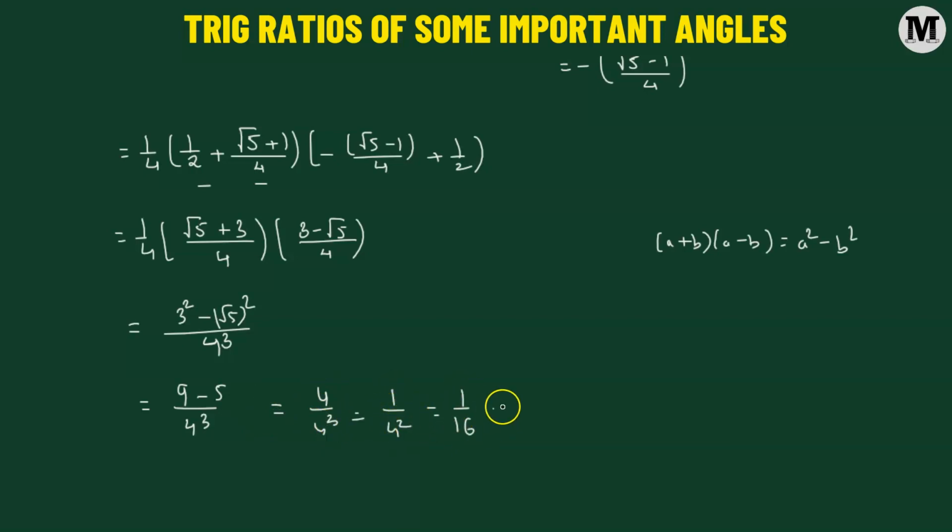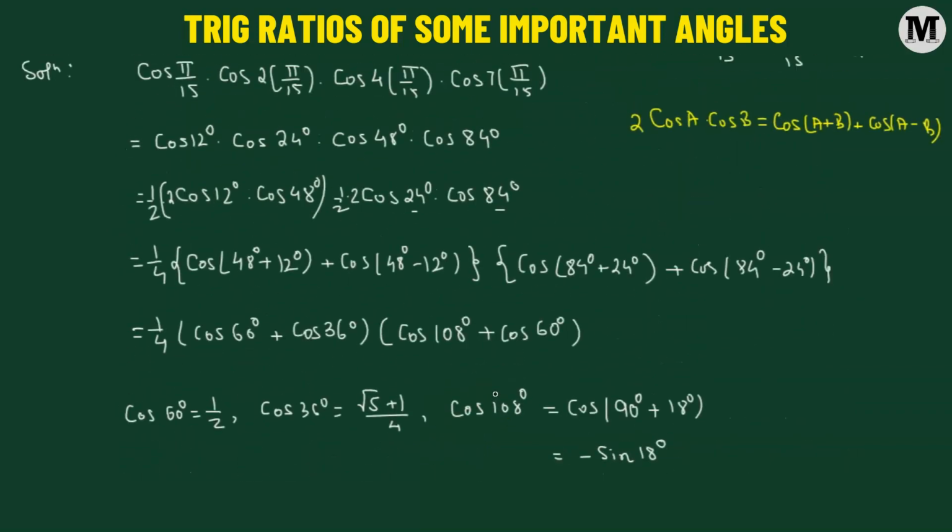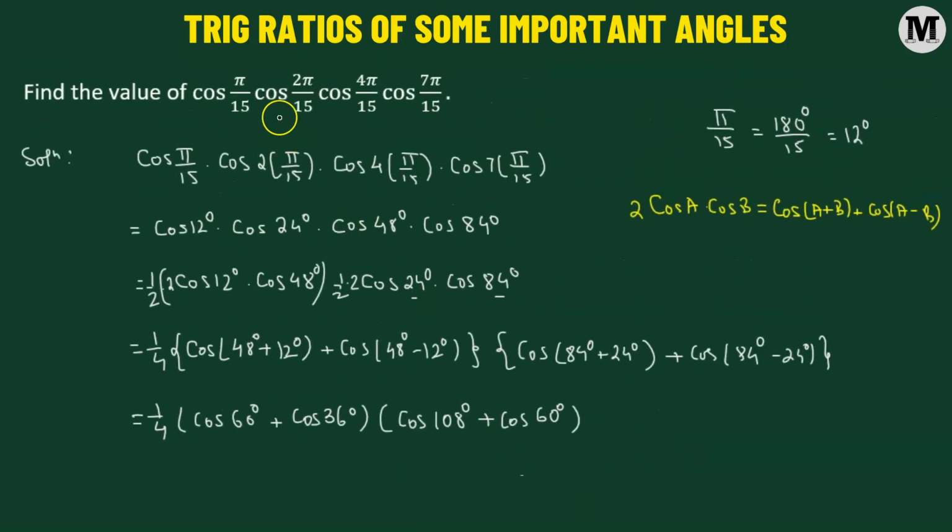So that means the value of the trigonometric expression, cosine pi over 15 times cosine 2 pi over 15 times cosine 4 pi over 15 times cosine 7 pi over 15, will be equal to 1 over 16.